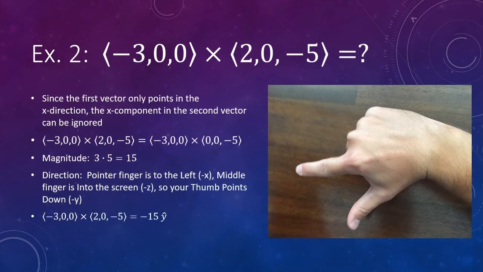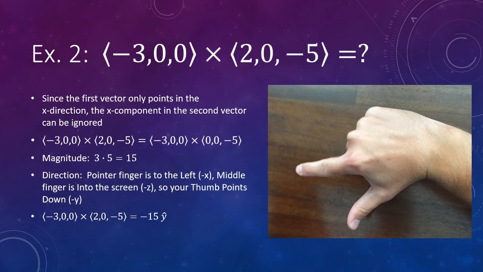Let's look at our next one. In the next case, our first vector is negative in x, and the second vector is positive in x and negative in z. Again, the cross product is just going to select the perpendicular elements of the two vectors. Since the first vector is only pointing in the x direction, we can ignore any x components in the second vector. So we can basically get rid of that 2 in front. Our cross product is equivalent to minus 3, 0, 0 crossed with 0, 0, minus 5, because we only care about the perpendicular parts.